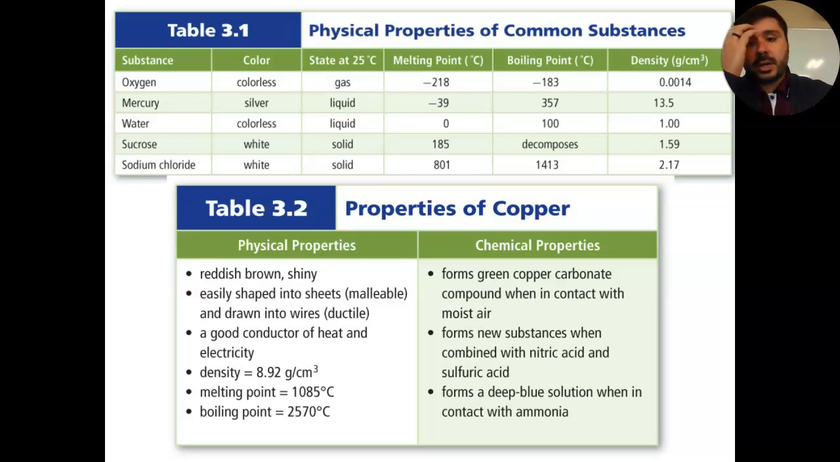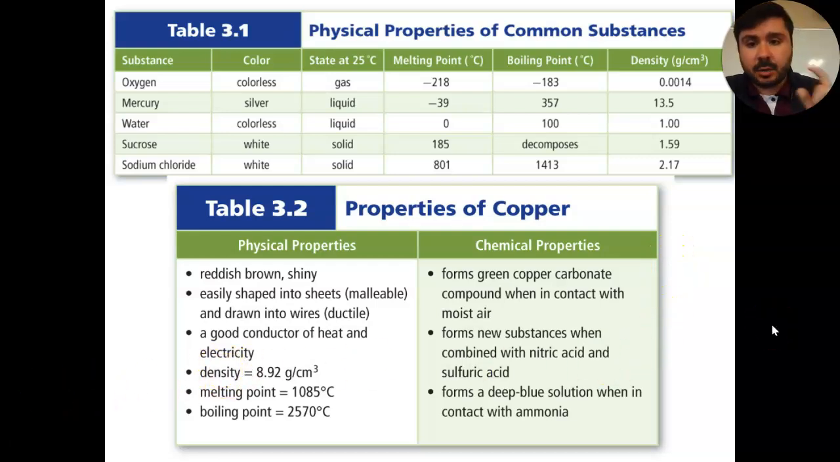Now, this right here is just a table. I know you guys obviously have this out in front of you, but there's a lot of pieces to this table. This first table, table 3.1, has several different substances: oxygen, mercury, water, sucrose, and sodium chloride, or just what's called salt. It's got several different types of physical properties present here: color, the state of matter it is at 25 degrees Celsius, its melting point, its boiling point, and its density. And again, these are all really great sources of physical properties for each of these substances.